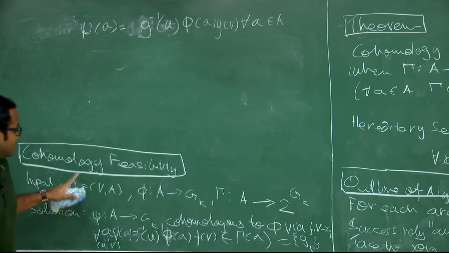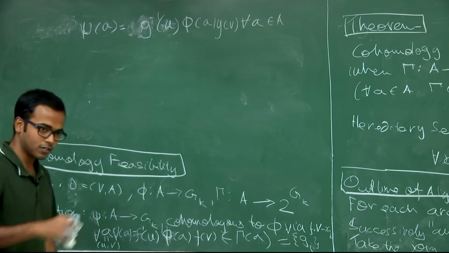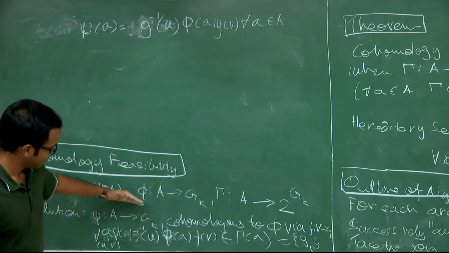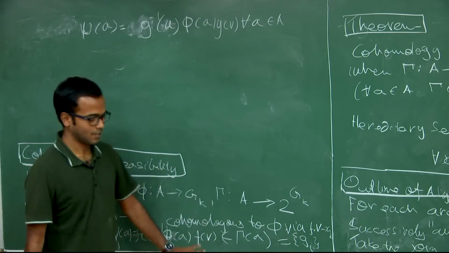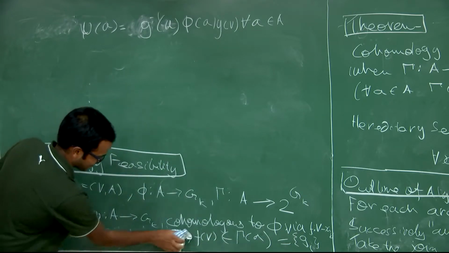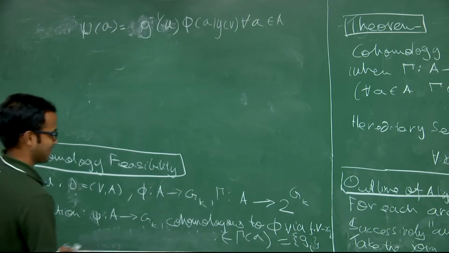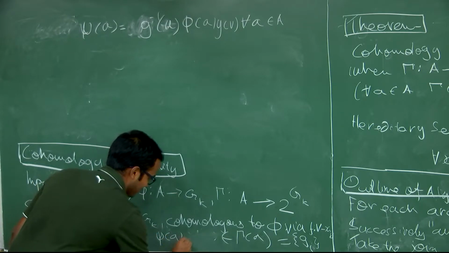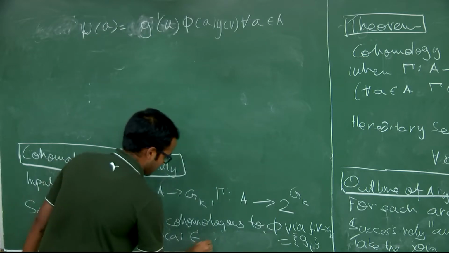In this problem, we are asking for a function that is cohomologous to this function that you are given, and it satisfies this condition. For each arc, it should. So maybe it's better if I just write psi of A belongs to gamma of psi of A. That is how it is given in the paper. Gamma of A.